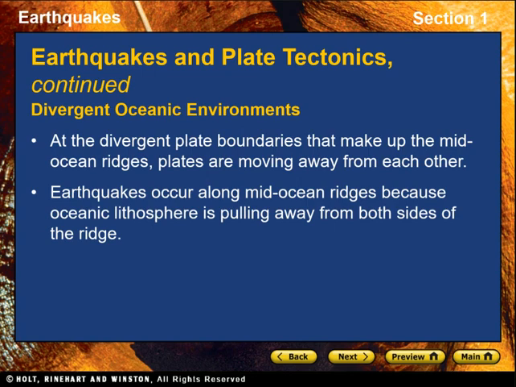Divergent oceanic environments. At the divergent plate boundaries that make up the mid-ocean ridges, plates are moving away from each other. Earthquakes occur along mid-ocean ridges because oceanic lithosphere is pulling away from both sides of each ridge. This spreading motion causes earthquakes along the ocean ridges.